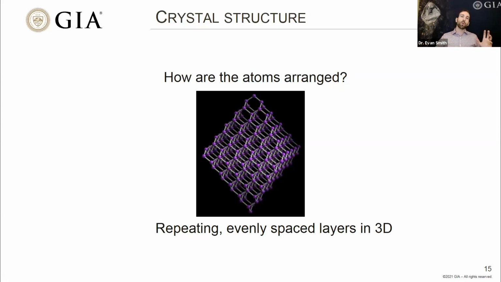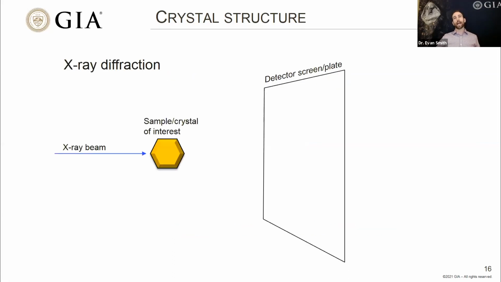As I mentioned, the most widely used technique that gets at this idea of crystal structure is X-ray diffraction. And it looks sort of like this. So we've got our crystal, our sample here, and this could be an inclusion. And we've got an X-ray beam coming in that's going to interact with this crystal or our inclusion. Because it's a crystal, we know that inside it has these repeating, evenly spaced layers in 3D that should interact with this X-ray beam and cause a phenomenon called diffraction. So most of the X-ray beam will just pass right through this crystal, but some of these X-rays will be diffracted by the crystal itself.